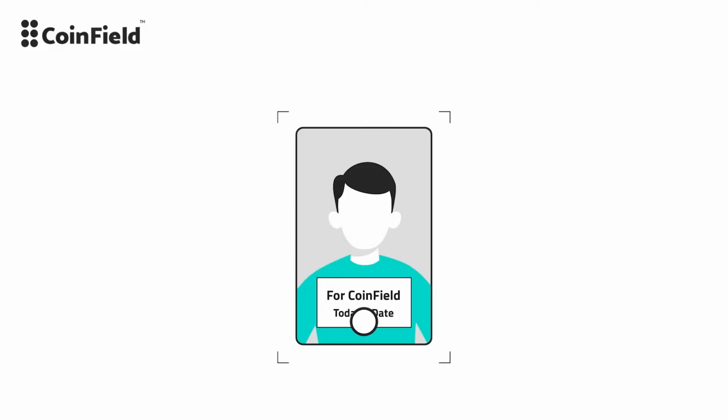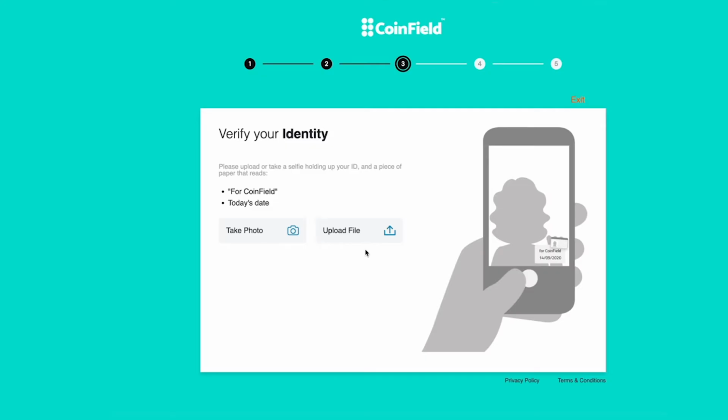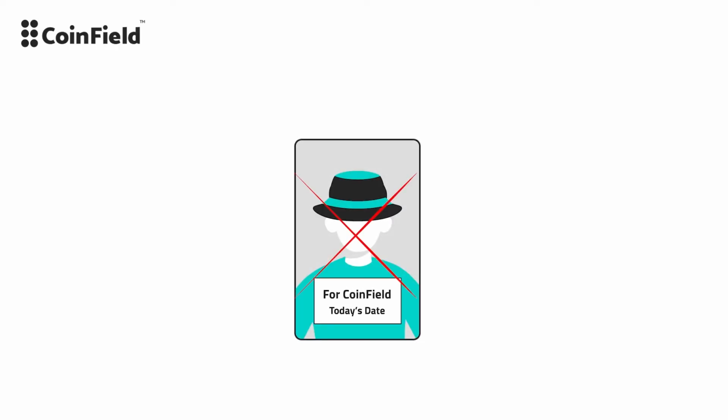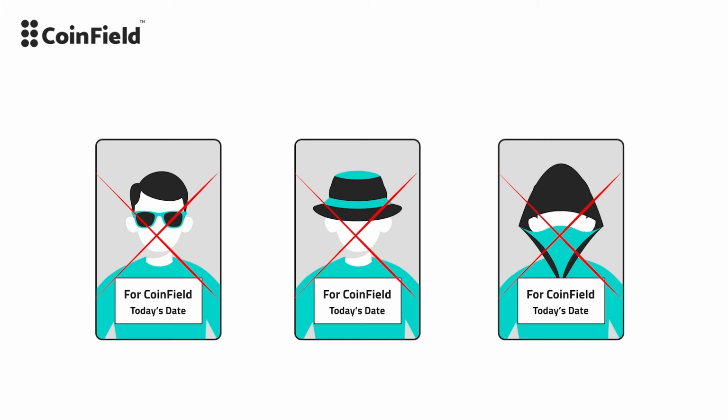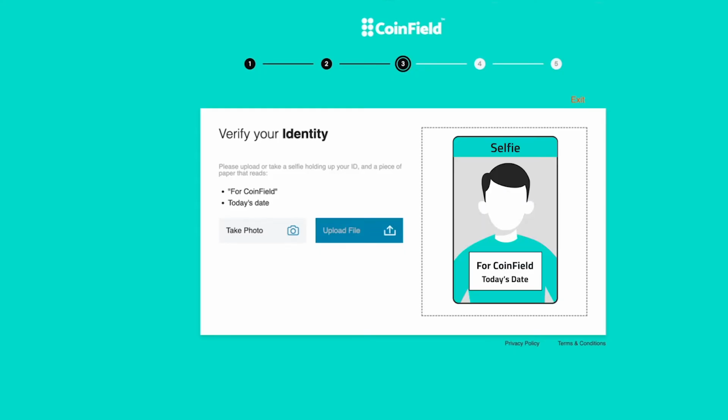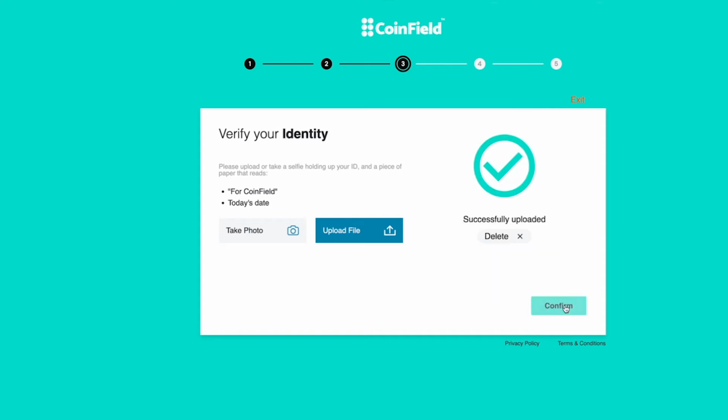Take a selfie holding a note saying "For CoinField" and the current date. You can take this selfie from your laptop's camera or upload a high-resolution image. Please do not wear hats, sunglasses, fabrics, or anything that covers your head when taking the selfie. Once you successfully uploaded the image, click Confirm.